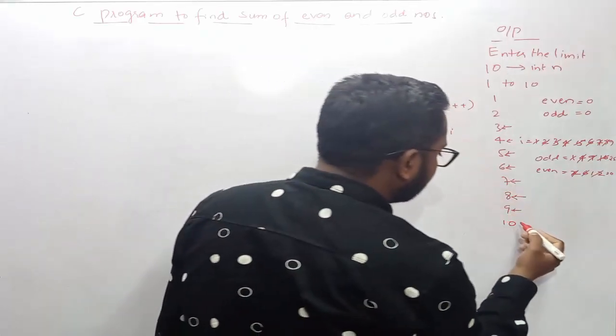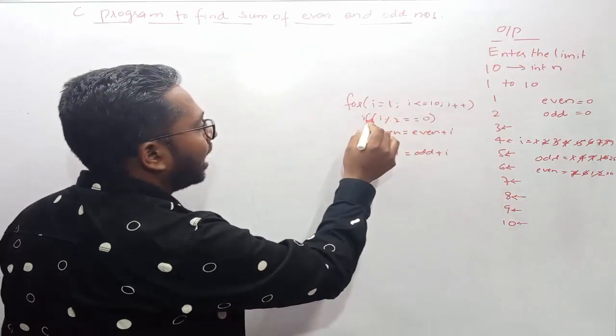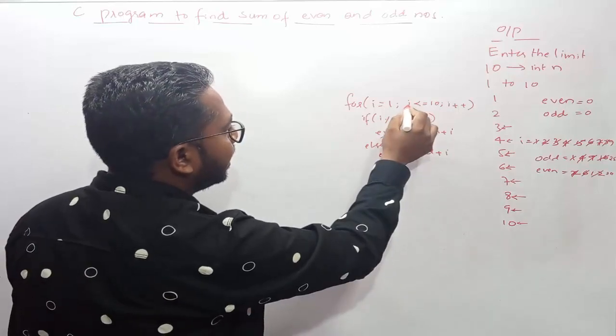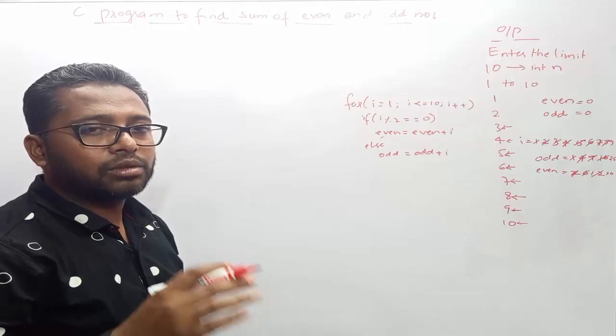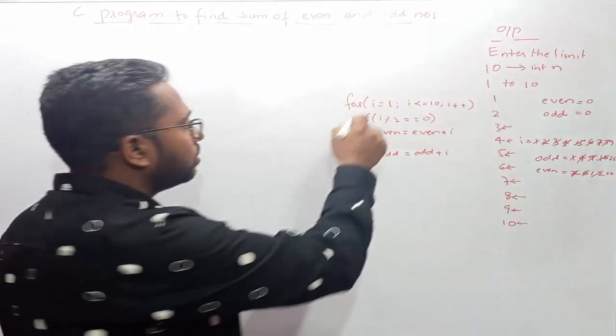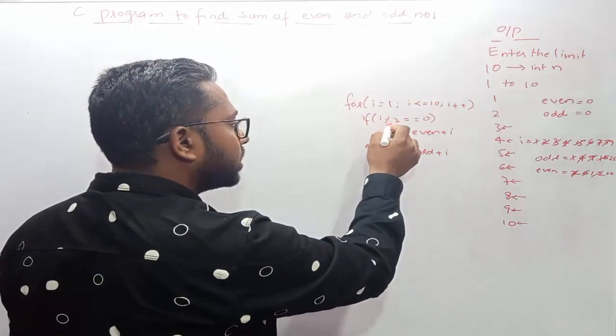Next, again I value gets incremented by 1. So I value is how much now? 10. 10 is less than or equals to 10. Yes, condition true. 10 is not less than but equals to 10. That's why control will come inside the for loop to check for this if condition.